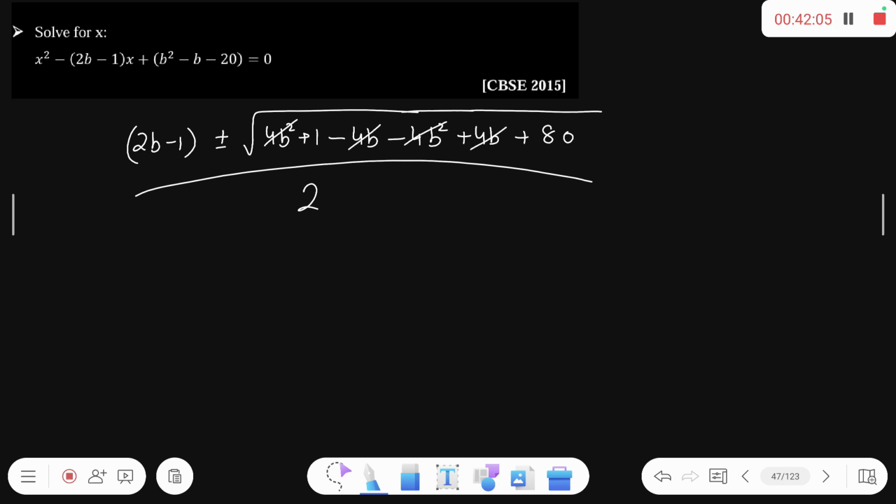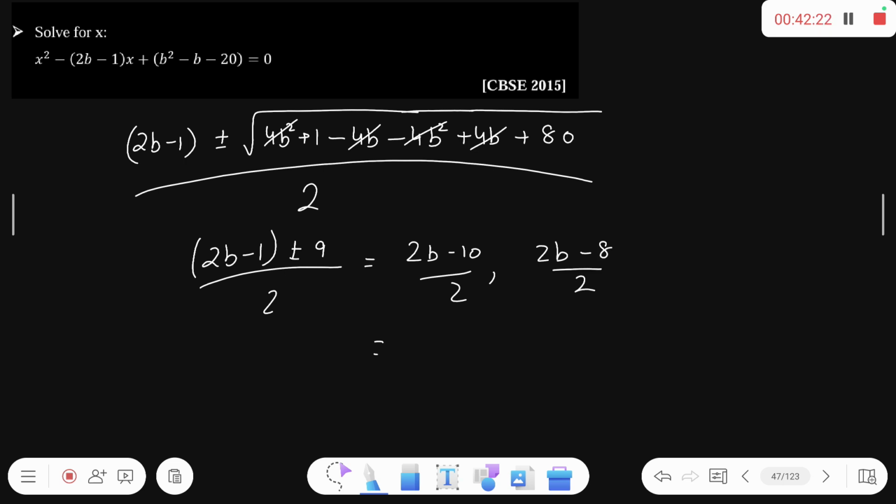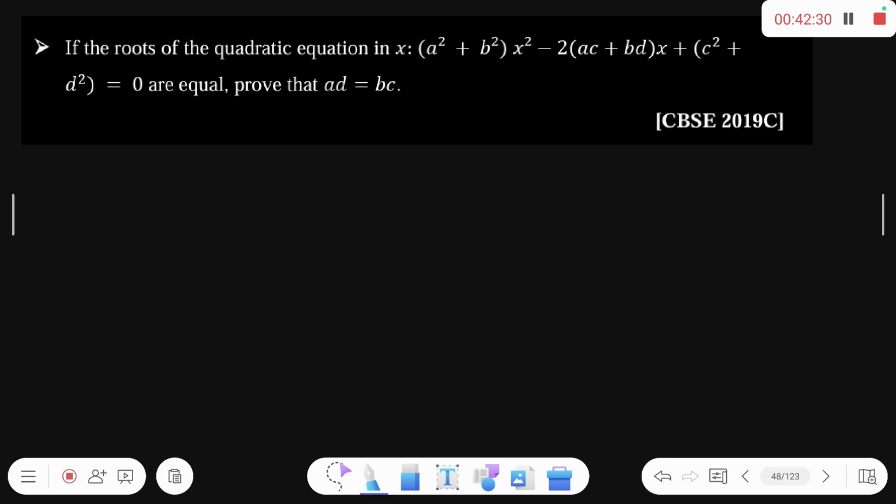80 plus 1 is 81, so it is 2b minus 1 plus minus 9 divided by 2. So this is 2b minus 10 by 2 and 2b minus 8 by 2. It is b minus 5 and it is b minus 4. Solution of the equation.